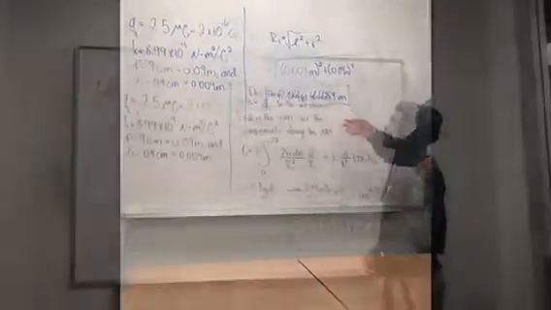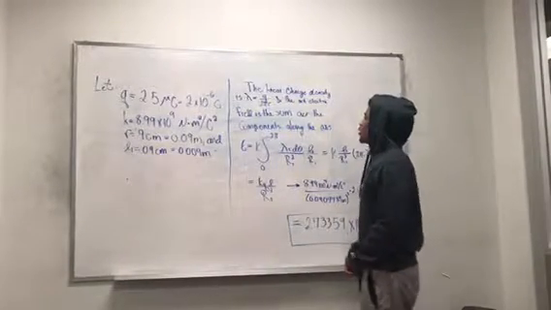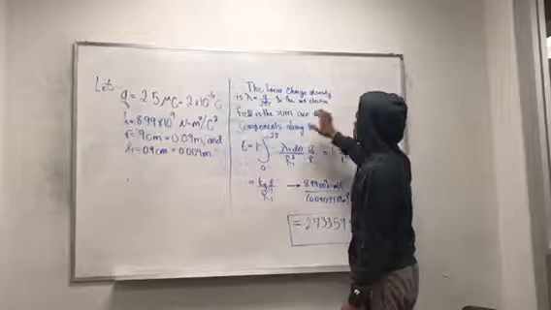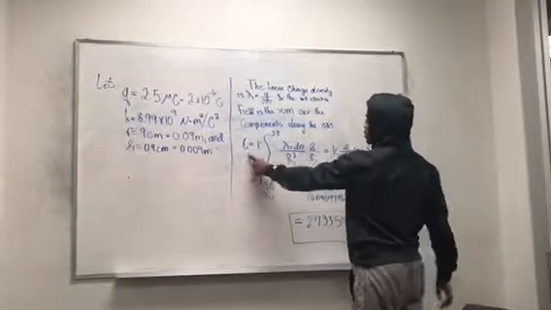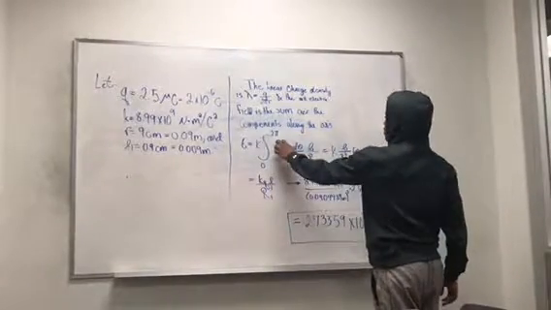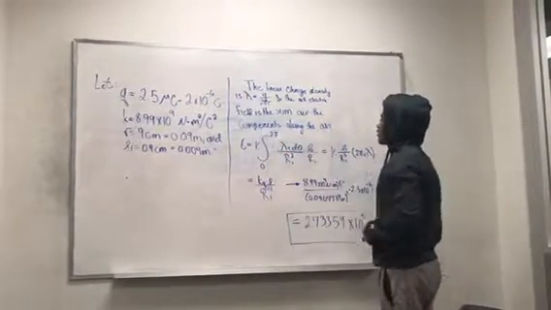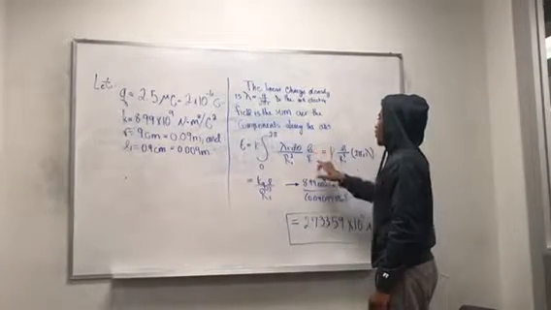0.0904489 meters. Okay, so now the linear charge density is lambda equals Q over 2 pi r, and the net electric field is the sum over the components along the axis. So now we're looking for E. E is going to equal K times the integral from 0 to 2 pi of lambda r d theta over R1 squared times L1 over R1.